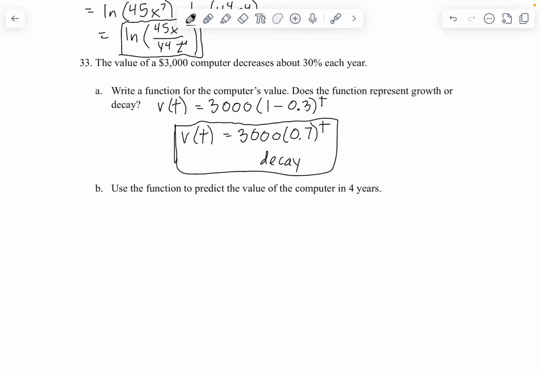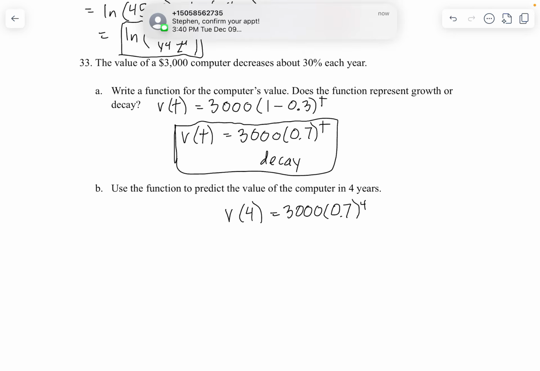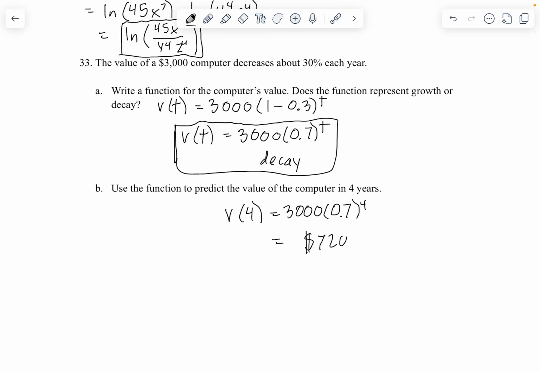Use the function to predict the value of the computer in 4 years. This would be v of 4. This equals 3,000 times 0.7 raised to the power of 4. Now, if a problem like this appeared on an exam, you could just leave this as your final answer because we're not doing calculators. But since this is not an exam, I plugged this into my calculator, and I got $720.30. That's the predicted value of the computer 4 years later.